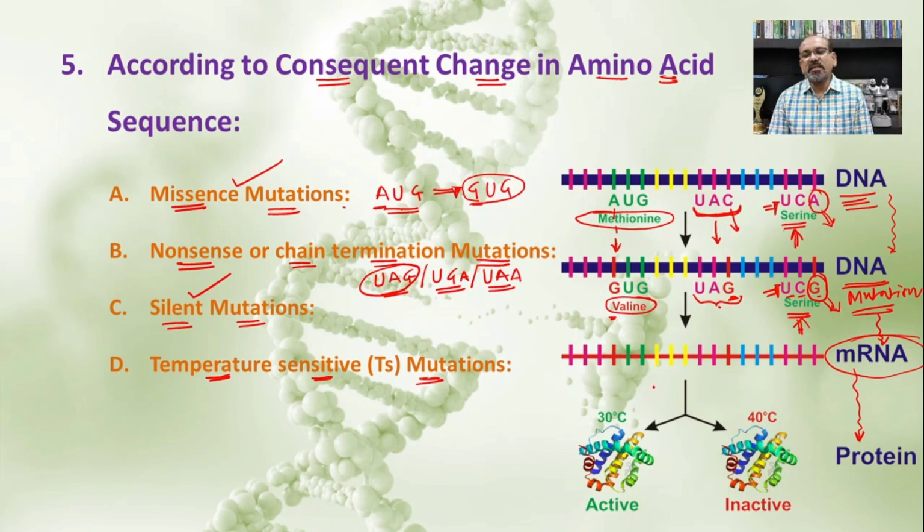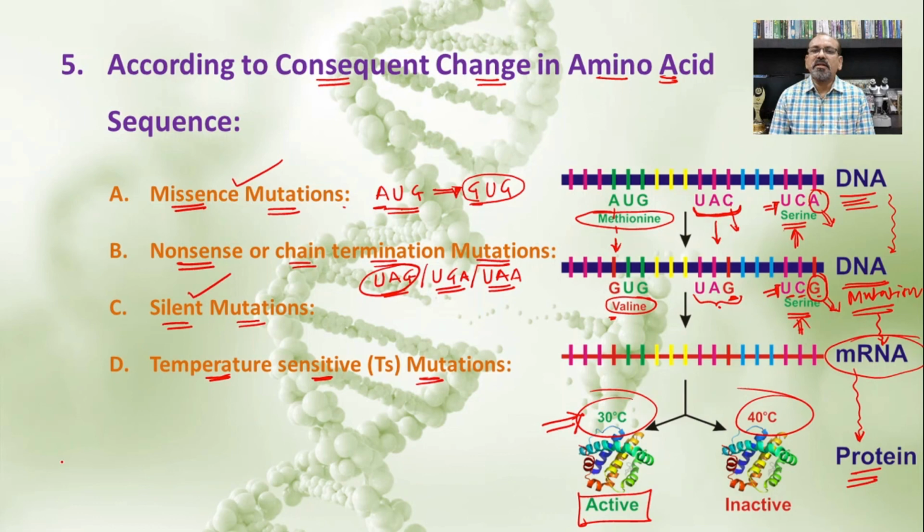So here also, if there is a change in the DNA molecule and it is responsible for the formation of a changed protein structure, this protein formed after the mutation will respond in a different manner at different temperatures. It may be active at 30 degrees Celsius, but inactive at 40 to 42 degrees Celsius. Such mutations, which produce a protein showing differential activity with respect to different temperature ranges, are known as temperature sensitive or TS mutations.